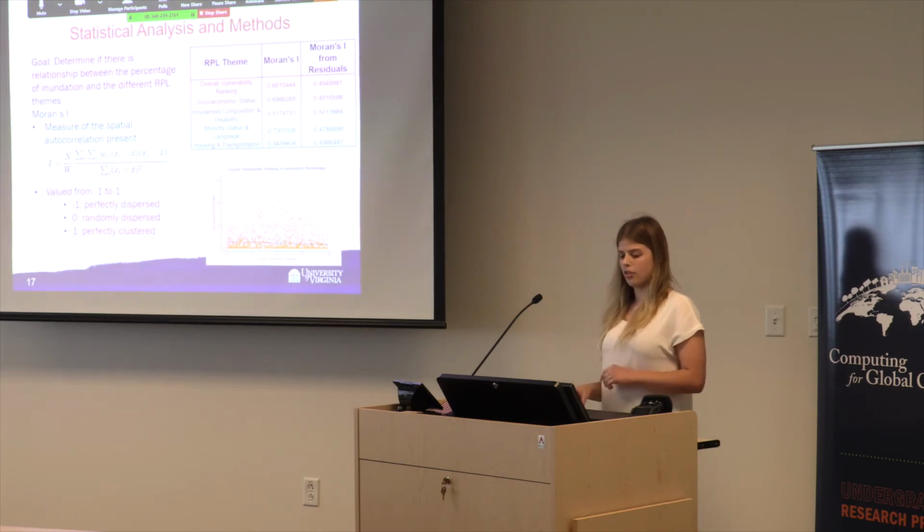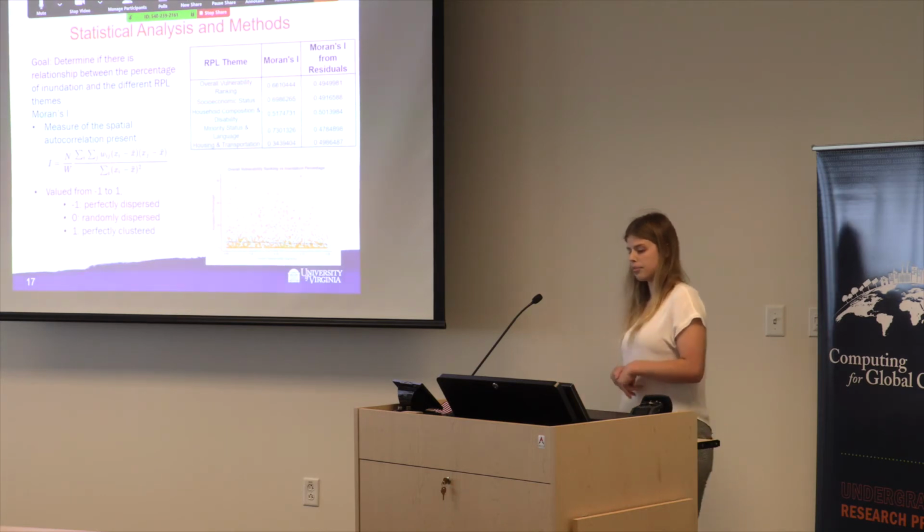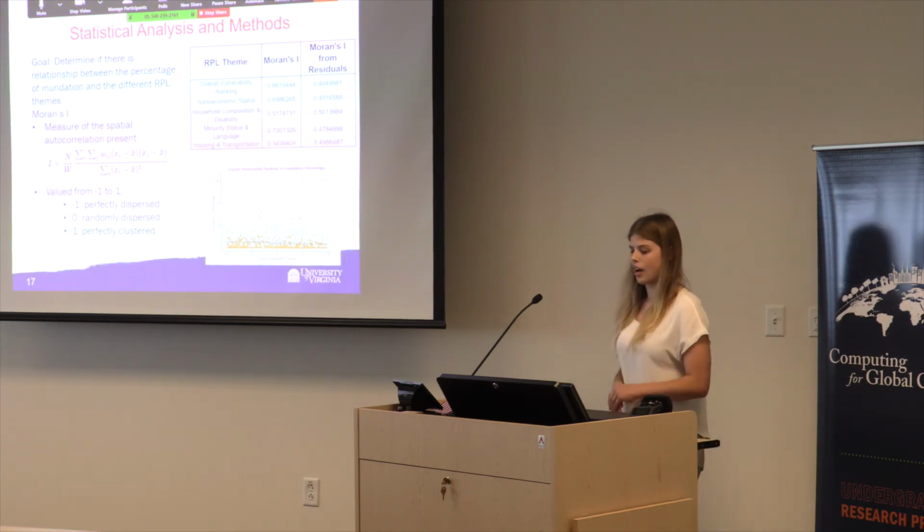This is valued from -1 to 1, where -1 indicates that the data is perfectly dispersed, 0 is randomly dispersed, and 1 means the data is perfectly clustered. Based on this calculation, I found that in all of the RPL themes, there's a significant amount of clustering.